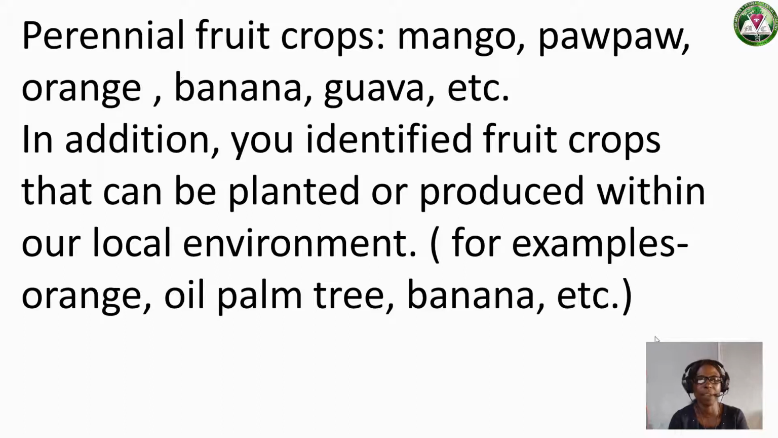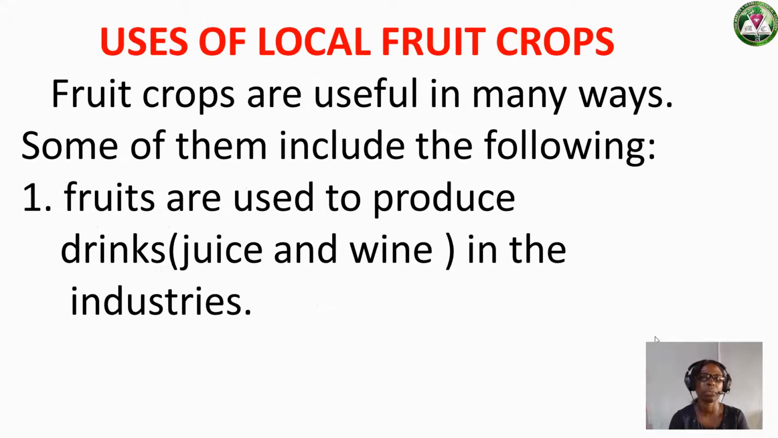We also have perennial fruit crops, for example mango, pawpaw, orange, banana, guava, etc. In addition, you identified fruit crops that can be planted or produced within our local environment. We have something like orange, oil palm tree, banana, and so on. Now let's delve into the lesson proper.